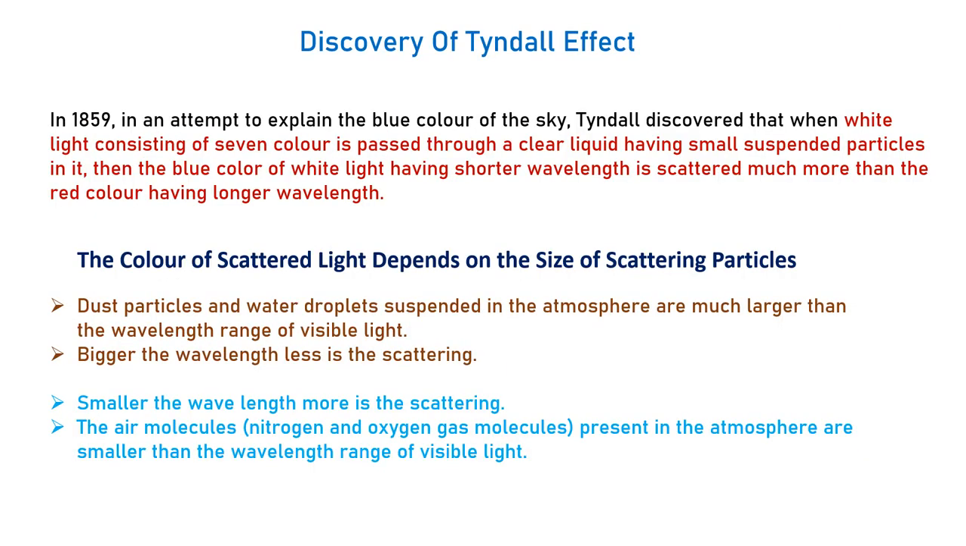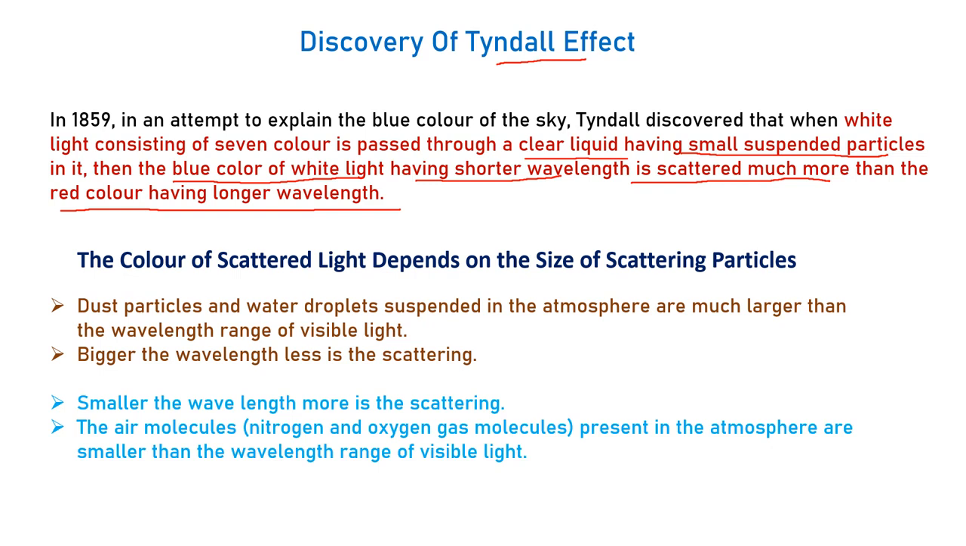Now coming to the discovery of the Tyndall effect. See, John Tyndall was a scientist who did this. What he did, he passed the white light consisting of 7 colors through a clear liquid having small suspended particles. And what he saw? The blue color of the white light, having the shorter wavelength, is scattered much more than the red color having a longer wavelength, right? And this is the reason why the sky is blue in color.